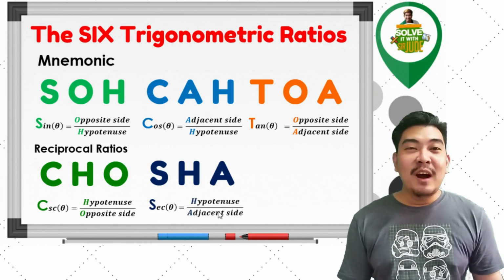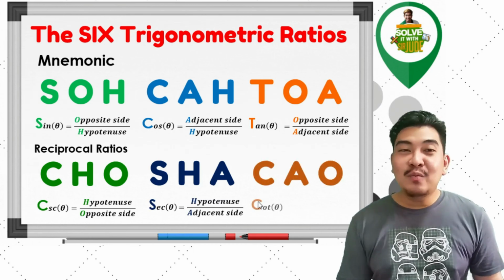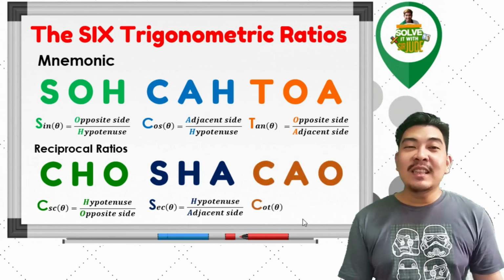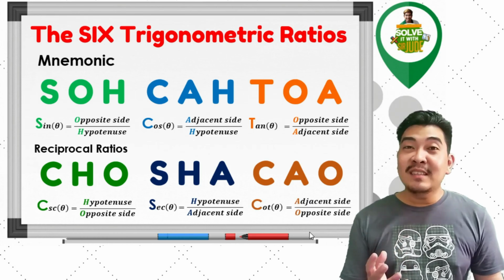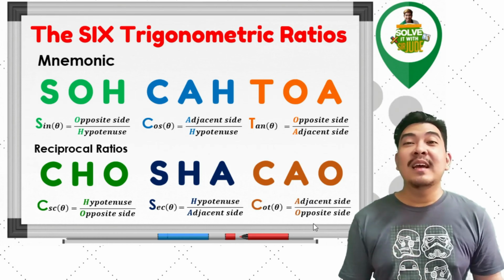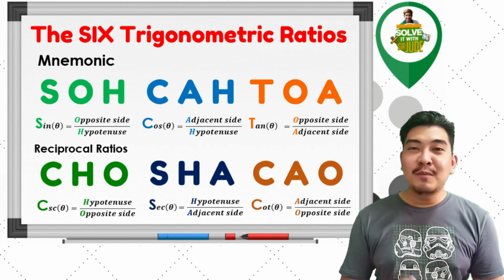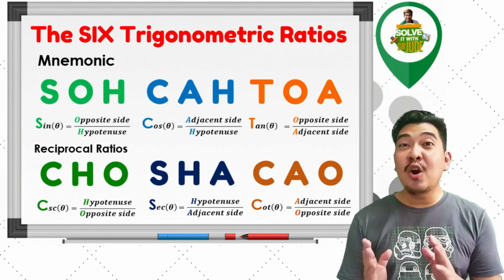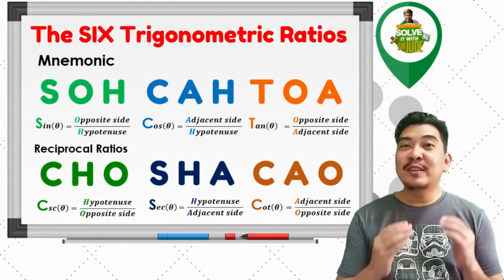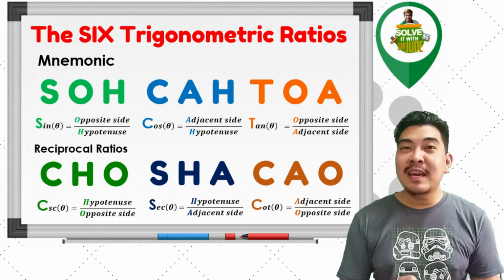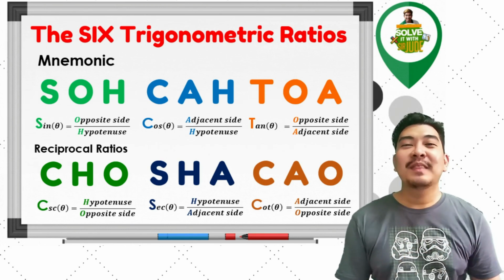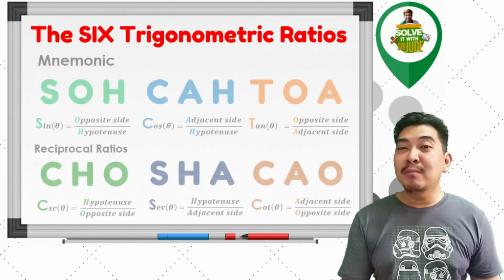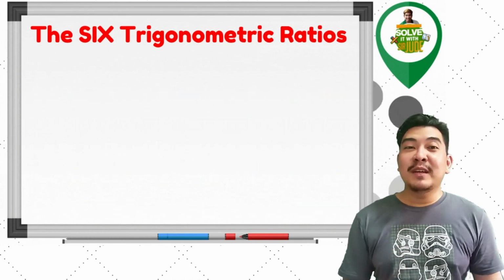And then the last one, for the cotangent, we now have TAO. Cotangent theta is equal to the adjacent side over the length of the opposite side. So here are the mnemonics. For the first 3 trigonometric ratios, we will be using SOH, CAH, TOA. And for the reciprocal ratios, we will be using CHO, SHA, TAO. So let us now have some problems related to the 6 trigonometric ratios.